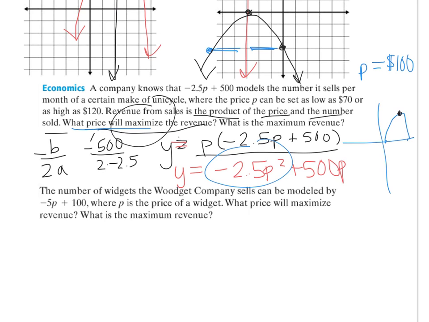That's answering this part. So the price that will maximize the revenue is $100. So you want to set the price at $100. Now, the price can be set as low as 70 or 120, so that makes sense. It fits into the range.